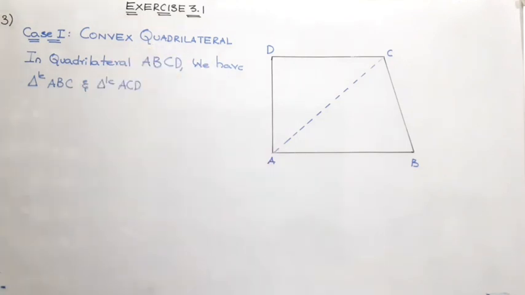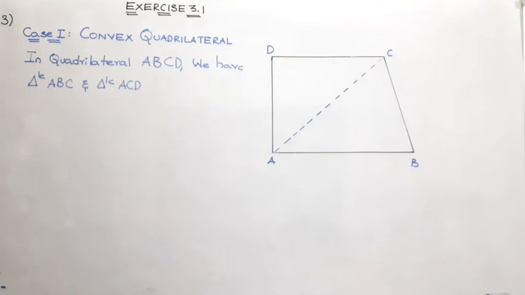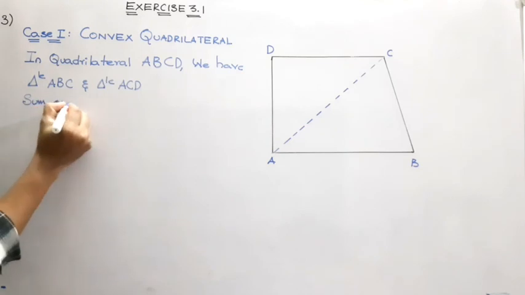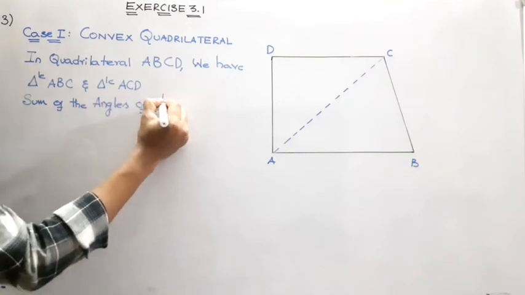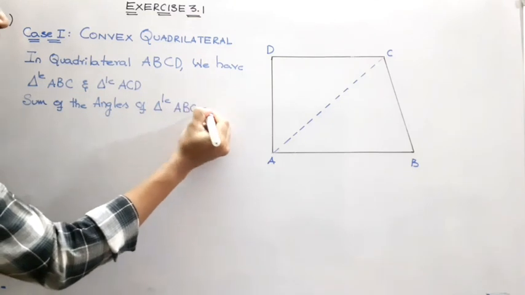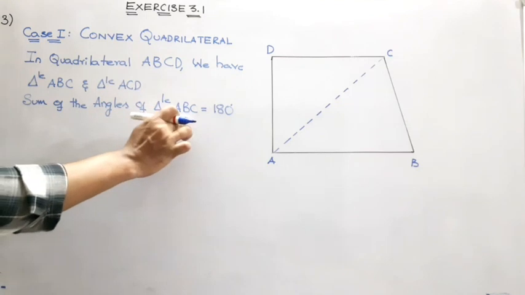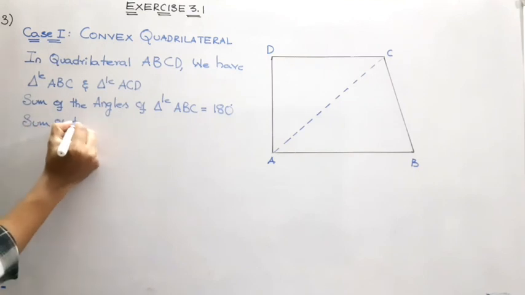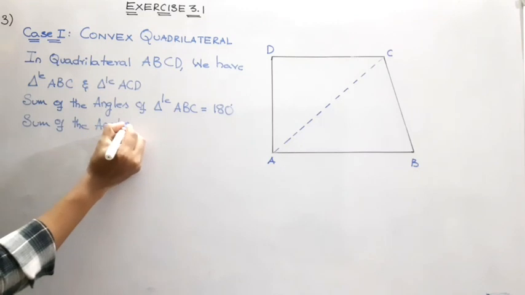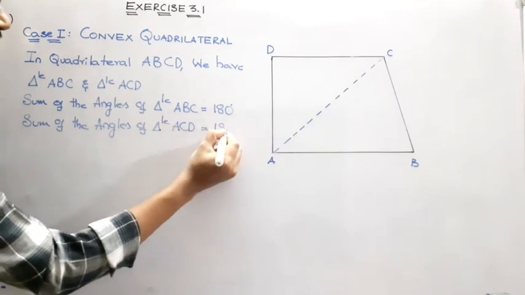Now look, what is the sum of the angles of a triangle by the angle sum property? It is 180 degrees. Sum of the angles of triangle ABC is equal to 180 degrees. We all know this. By the angle sum property of a triangle, the sum of the angles of any triangle will be equal to 180 degrees. And the sum of the angles of triangle ACD is equal to 180 degrees again.